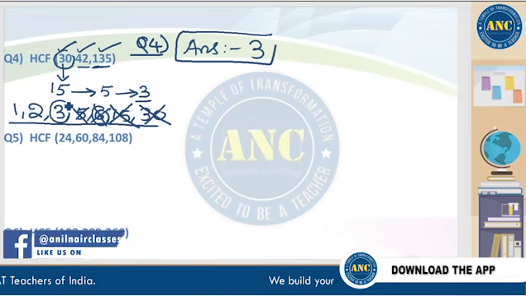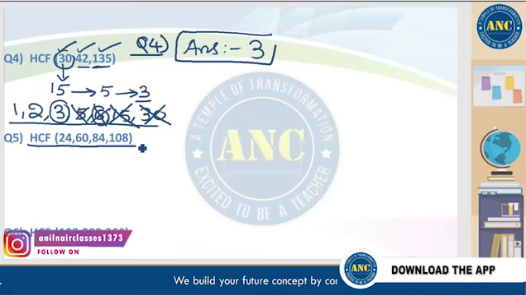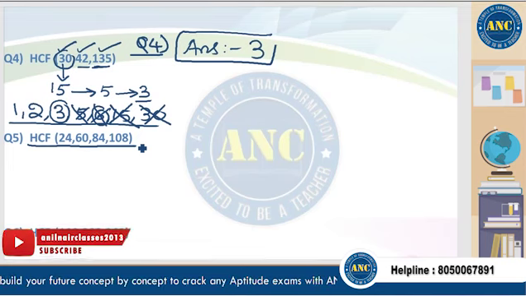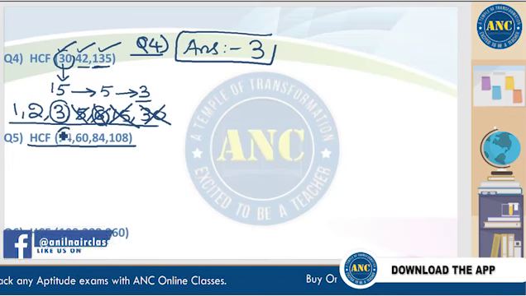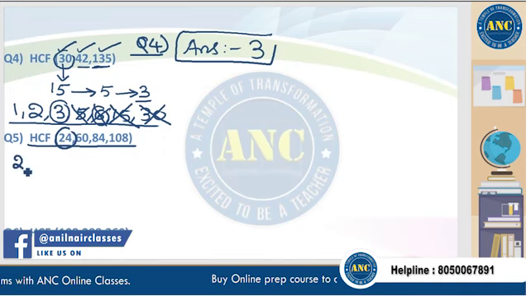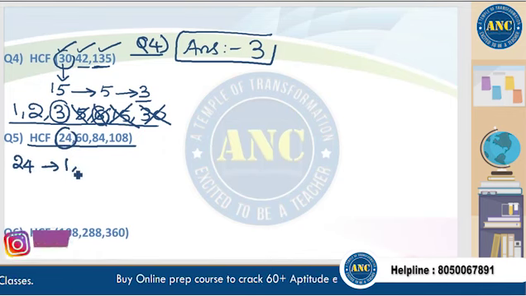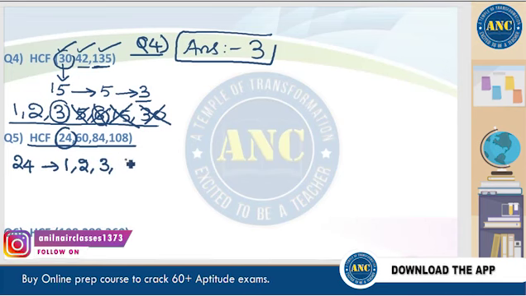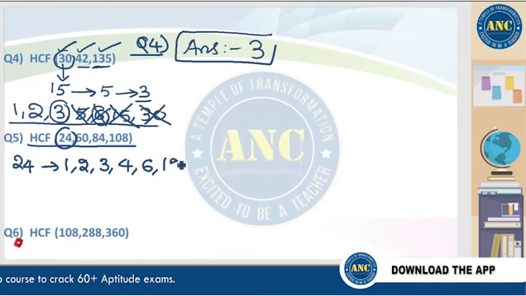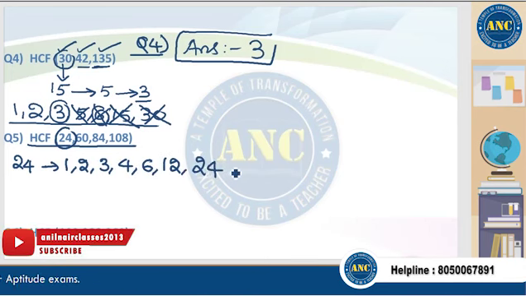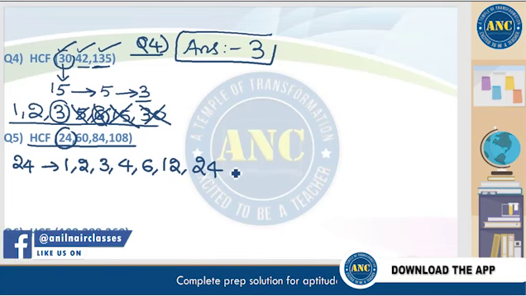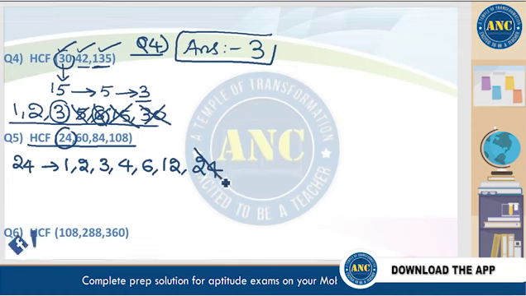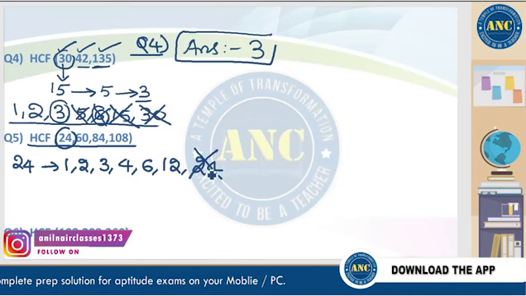Next one. HCF of 24, 60, 84, 108. Always play with the smallest number. Smallest number is 24. What are the factors of 24? 1, 2, 3, 4, 6, 12, 24. Is 60 divisible by 24? No. So 24 is not the answer.